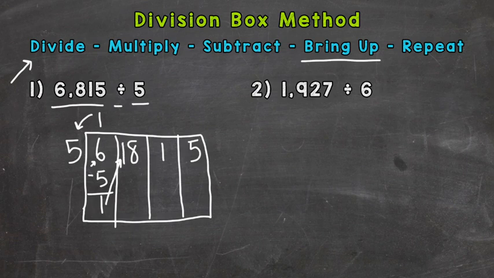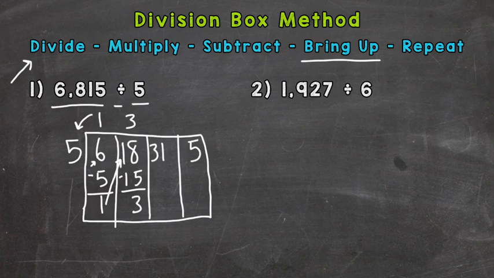So we have 18 now, and we need to do 18 divided by 5. So how many 5s out of 18? 3. That gets us to 15. Now multiply. 3 times 5, 15. Subtract. 18 minus 15 is 3. So we bring that 3 up, and we have 31 now.